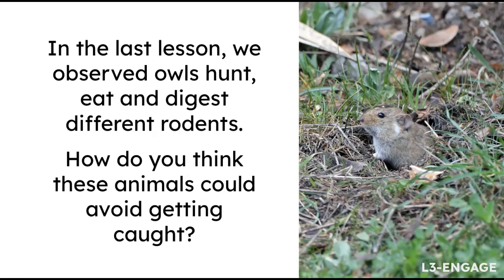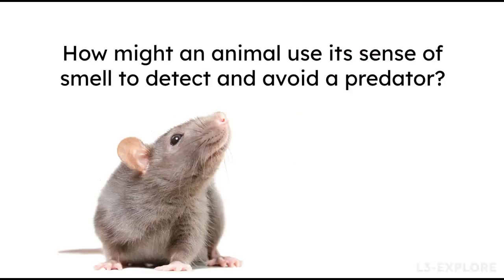To begin the engage portion, you'll remind students that they've learned that owls eat animals like rodents. You'll ask how they think these animals could avoid getting caught. You'll then revisit the driving question board and add any new questions and highlight others connected to the learning goals of this lesson by calling attention to questions about how animals detect and avoid danger. You'll then ask students how an animal might use its sense of smell to detect and avoid a predator.